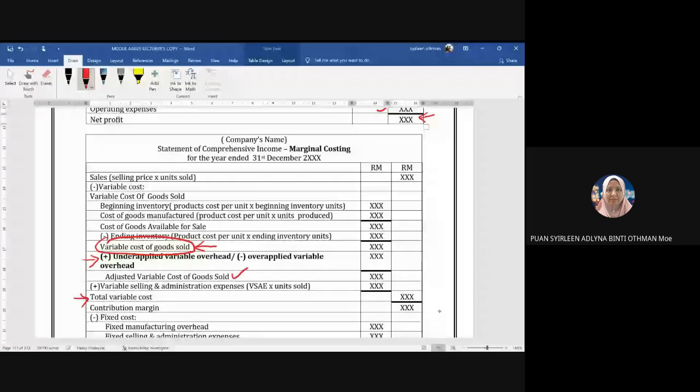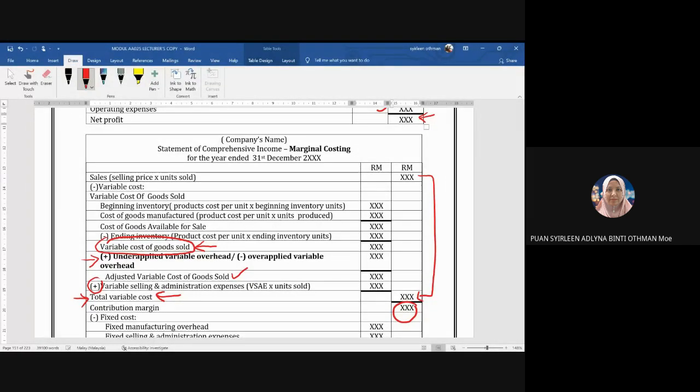Lepas tu baru kita tambah dengan variable cost di sales and admin to get the total variable cost. Then only baru awak tolak dengan sales untuk dapat contribution margin. Okay, alright. So that's how we go about with the normal costing system format.